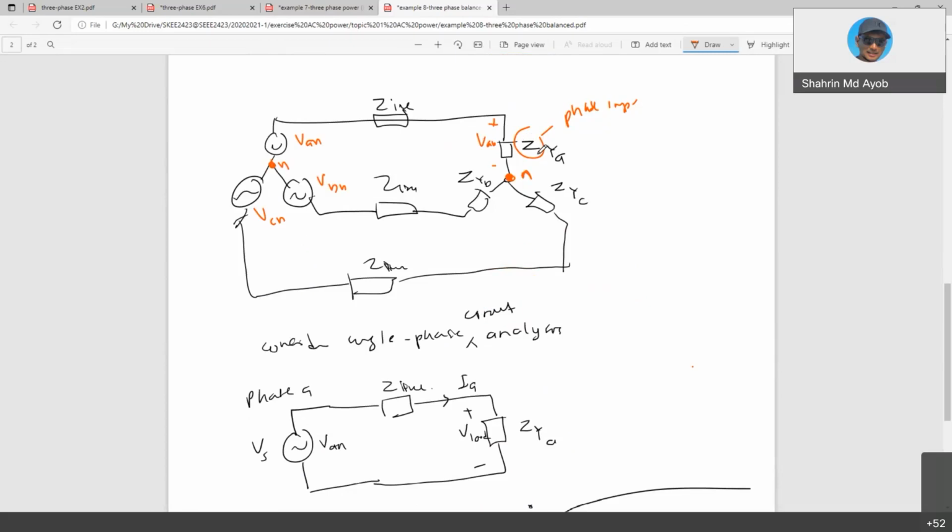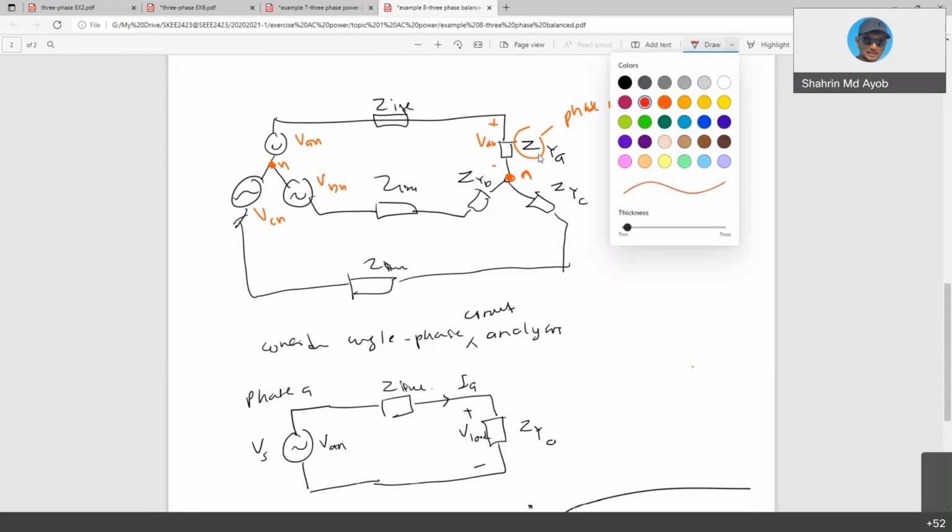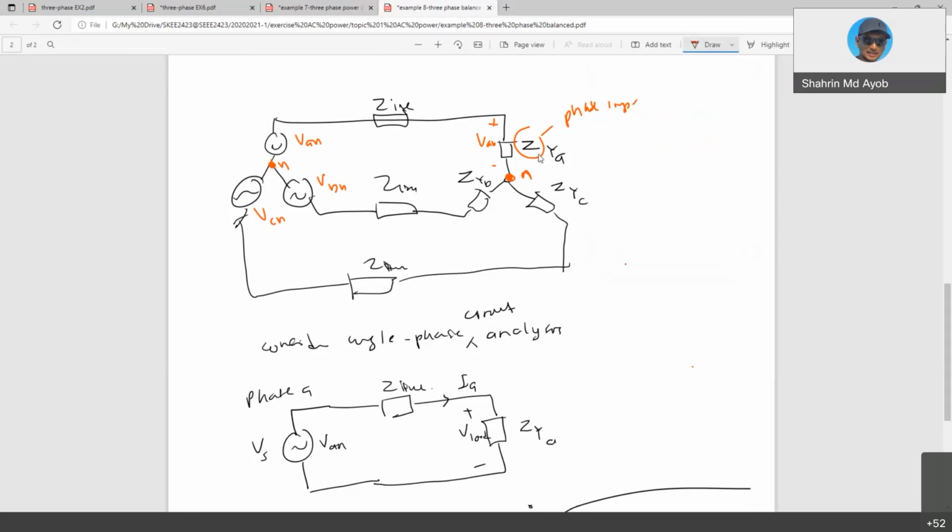Okay. For a Y connection without a neutral point, we can use mesh analysis to find out. Yes, you are correct. But if you are using mesh analysis, for example this one, without a neutral point, without a neutral line, meaning that you don't have a neutral line, so you can use mesh analysis.